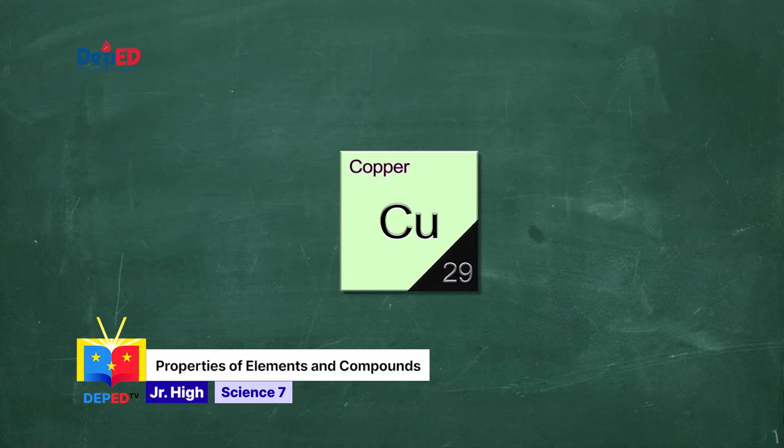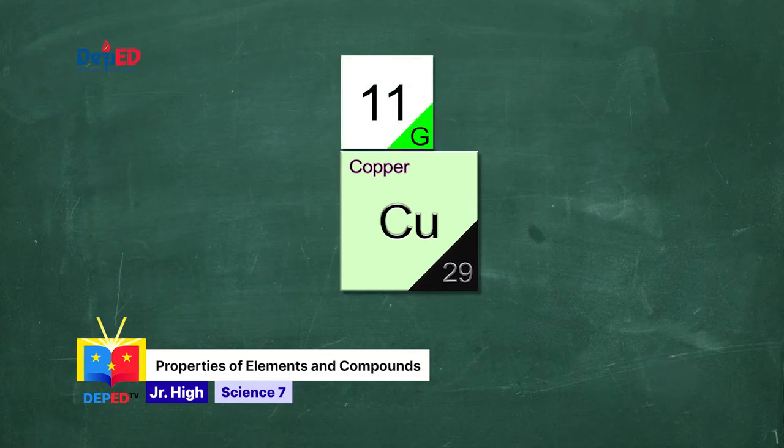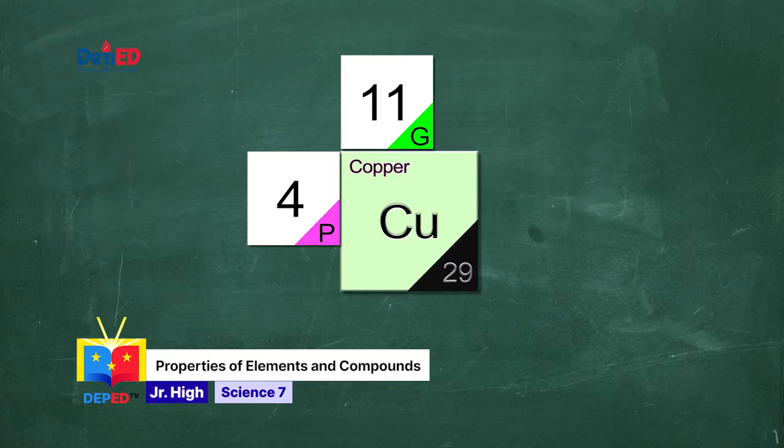What about its group number? Very good! It belongs to group number 11. What about its period? You got it right, because copper belongs to period 4. Well then, I congratulate you.